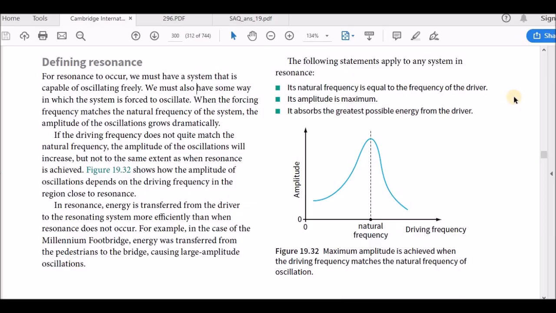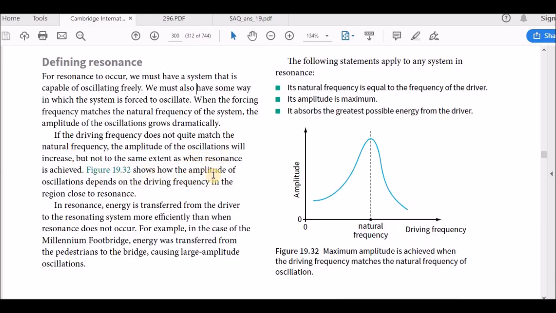So if the natural frequency of the object that is oscillating is equal to the frequency of the object that is oscillating it, then its amplitude gets maximum. It absorbs the greatest possible energy from the driver or the body that is oscillating it. And if the driving frequency does not quite match the natural frequency, the amplitude of the oscillations will increase, but not to the same extent as when resonance is achieved.